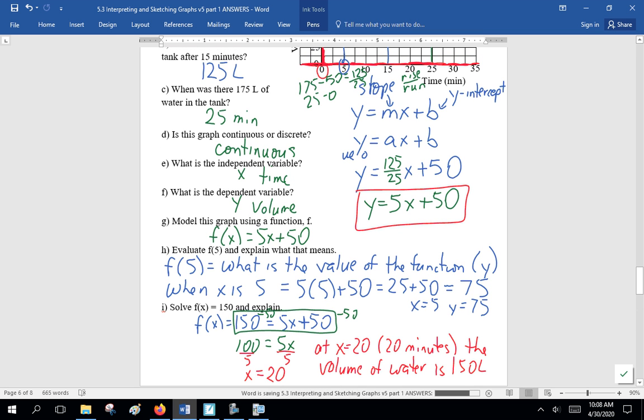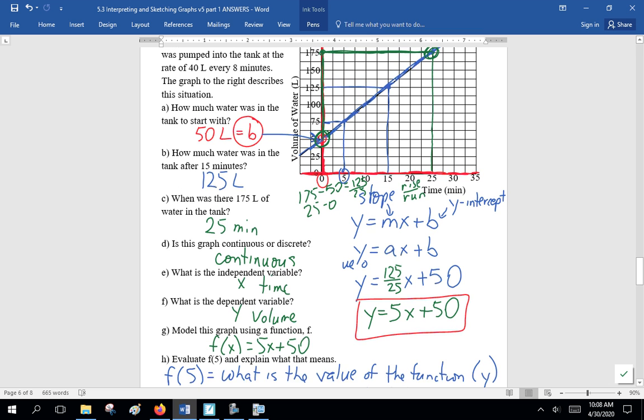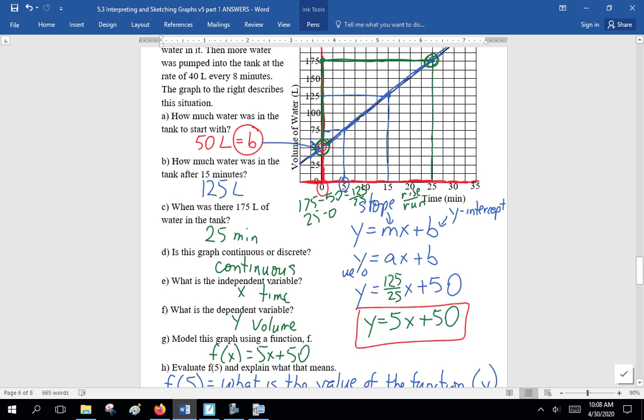In the last part, we talked about values. We did graphing and reading information off the graphs. Now, one thing that people have trouble with is turning this part G here: model this function using function notation f. Well, what you do there is you look at the equation y equals mx plus b.